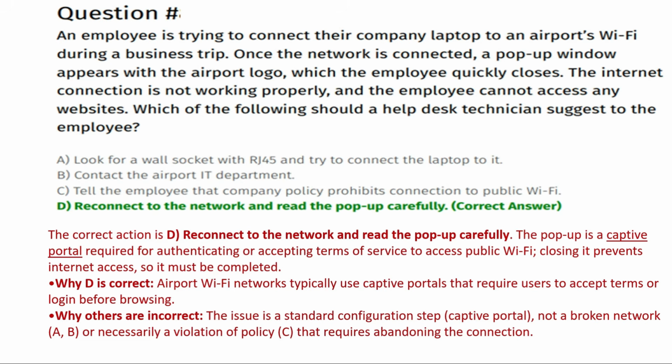Option A, look for a wall socket with RJ45 and try to connect the laptop to it. Option B, contact the airport IT department. Option C, tell the employee that company policy prohibits connection to public Wi-Fi. And option D, reconnect to the network and read the pop-up carefully. So the correct answer for this question is option D, reconnect to the network and read the pop-up carefully. So let's check the explanation.